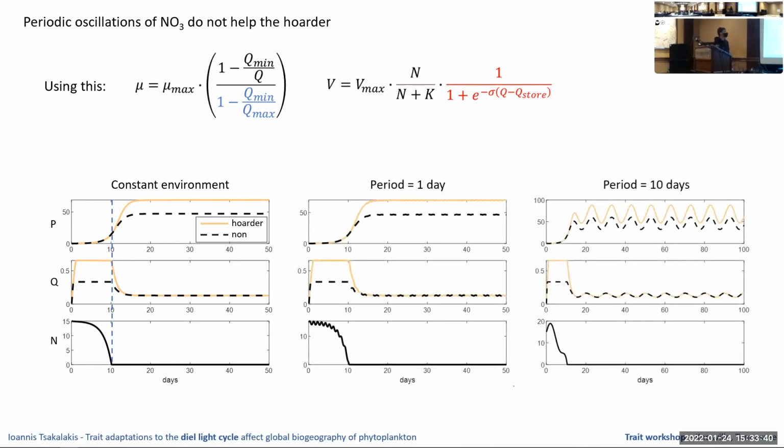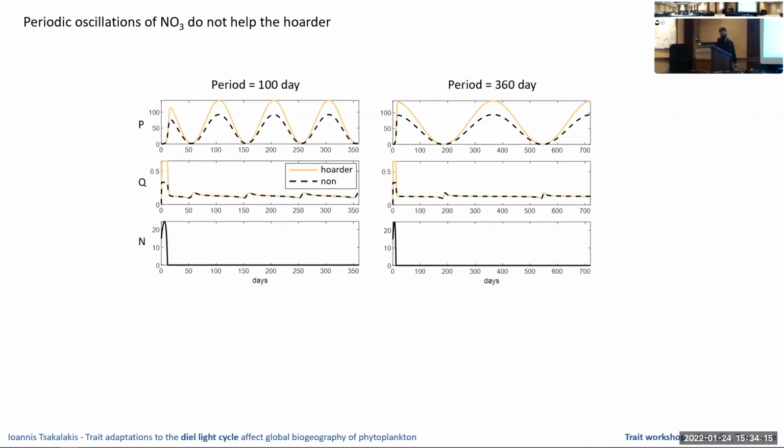Now I added some periodic fluctuations to see if a periodic fluctuation of nutrients can help the hoarder to outcompete. But as I see here, the periodic fluctuations do not help because even in this case with 10 days, although there are some fluctuations in the supply, this is not present in the concentrations, but only in the biomass, because as nutrients go into the medium, they're immediately taken up by phytoplankton. And the same outcome happens at higher periods.